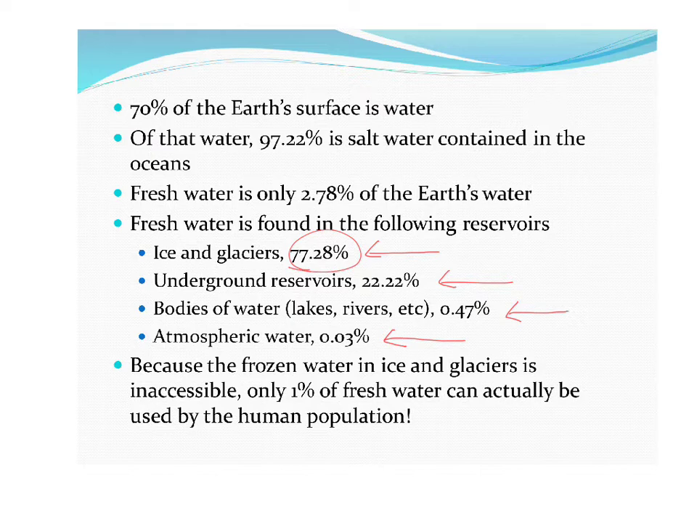Frozen water in ice and glaciers is technically inaccessible to humans. While we could theoretically go and hack off a chunk of glacier, melt it, and have fresh water, that's not really a very practical solution to getting fresh water. So we actually say that only 1% of our freshwater resources can actually be used. And those are these two right here: underground reservoirs and surface bodies of water. That is basically where humans get their fresh water from. We pump it up out of the ground, and we use it from freshwater surface reserves.